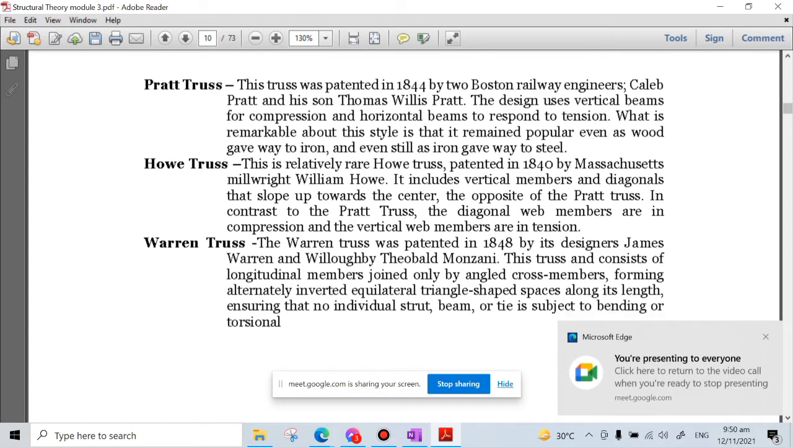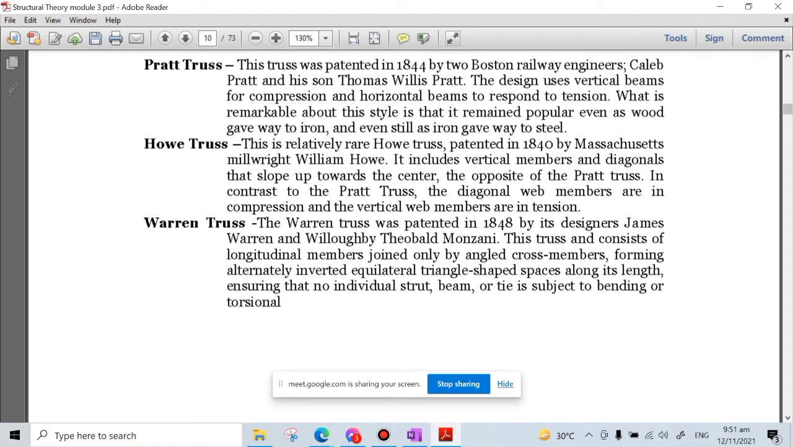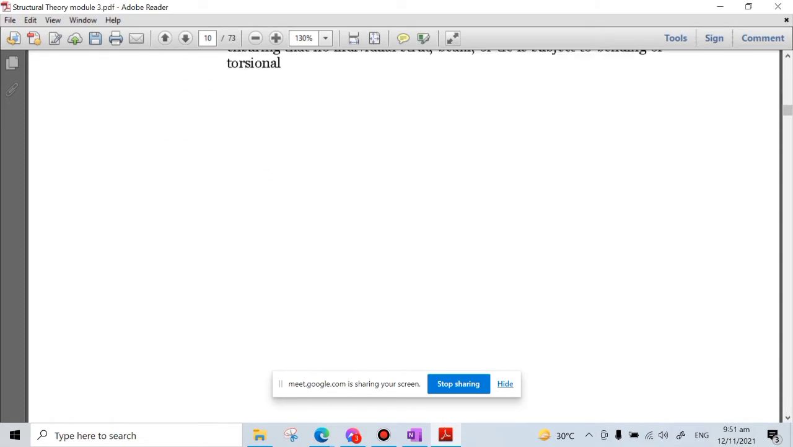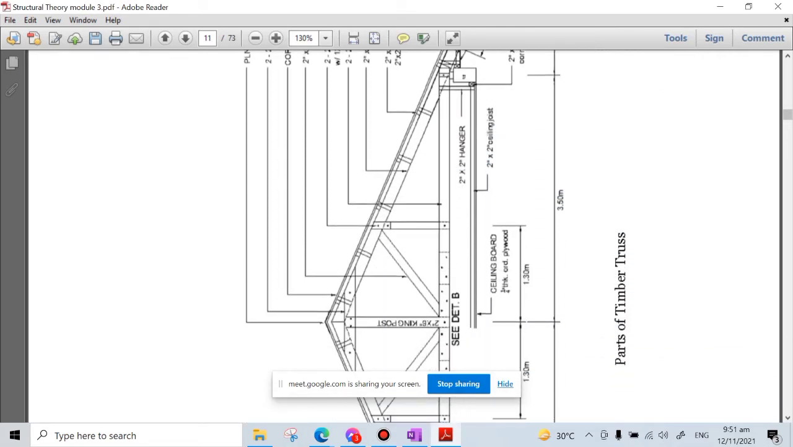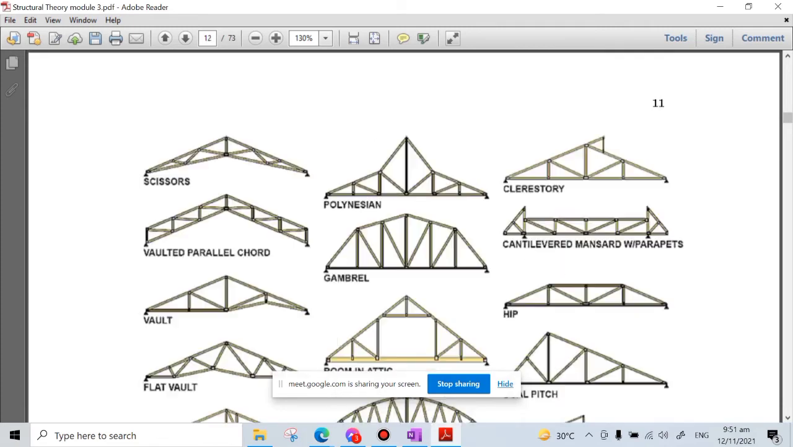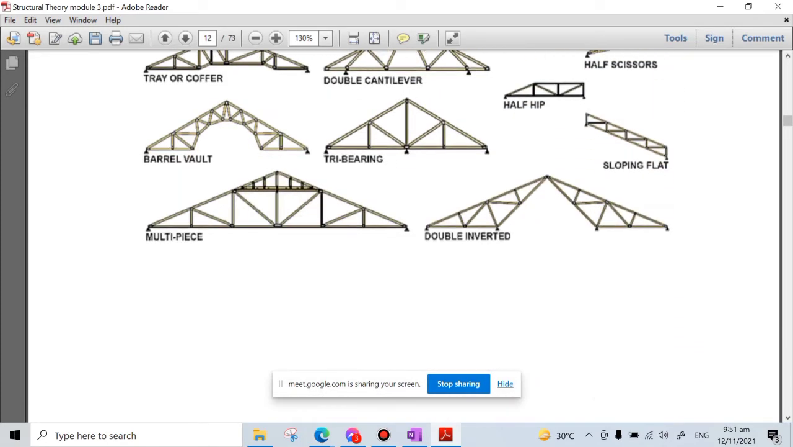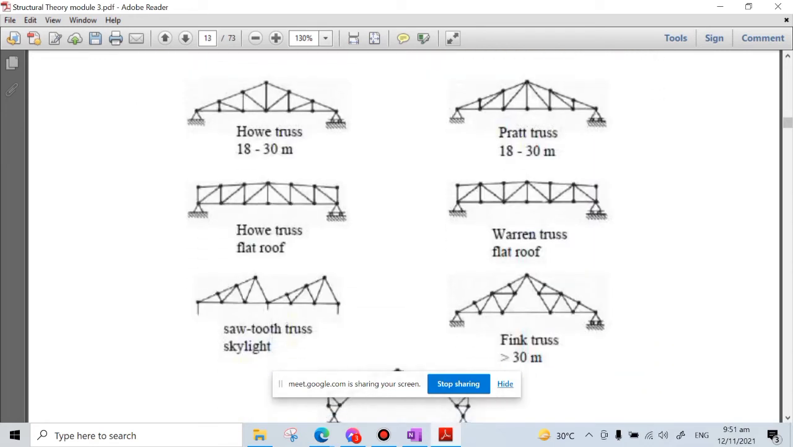Okay, and the Warren truss is patented in 1848 by the designers James Warren and Willoughby Theobald Monzani. But this truss consists of the longitudinal members joined only by the angle cross members. So makikita nyo naman dito sa mukha ng Warren sa next page natin. Later, i-discuss na natin. Balikan lang natin, where is Warren? This one is Warren. Ito to.